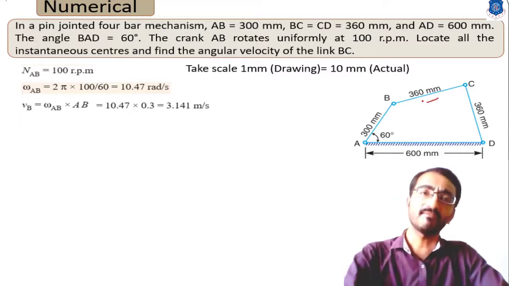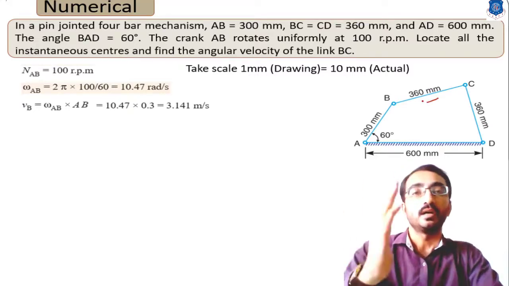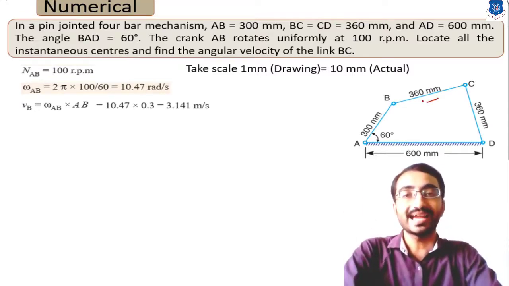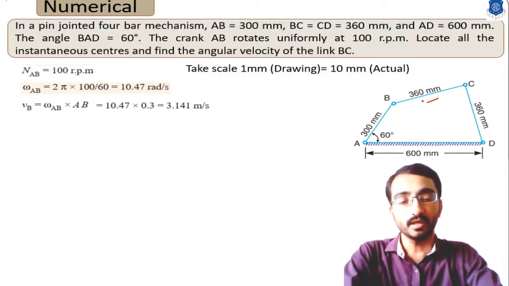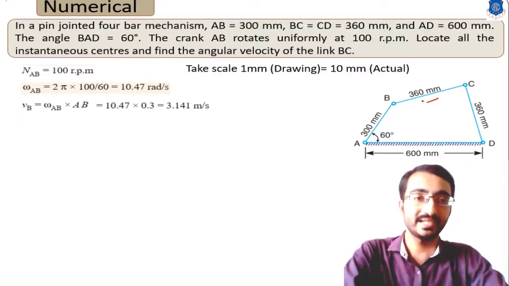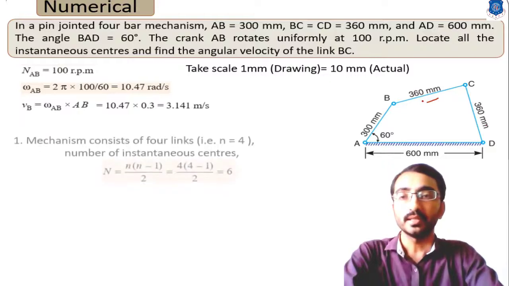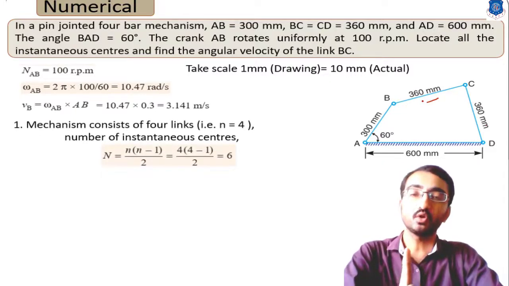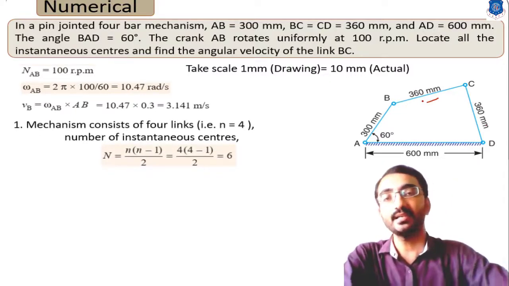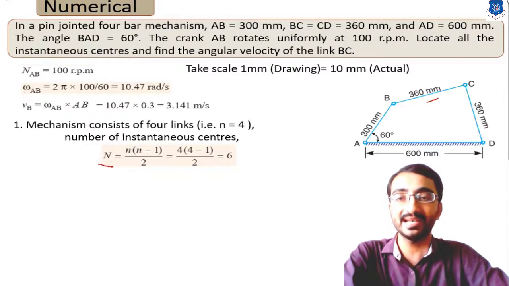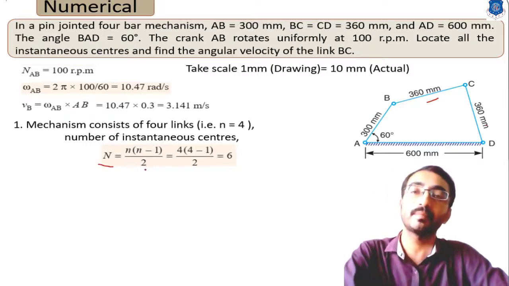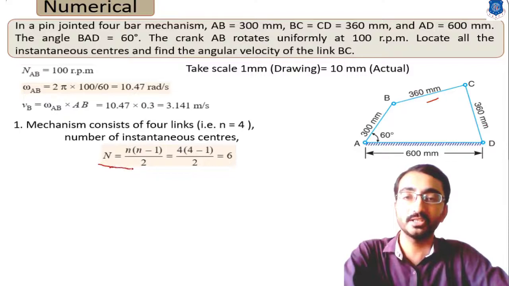Okay, now after sketching this configuration diagram, we will one by one locate our instantaneous centers. So now step 1, we have to calculate the number of instantaneous centers, and for that we have the relation capital N is equal to small n into n minus 1 by 2. Okay, this relation we have also learned in our previous session.